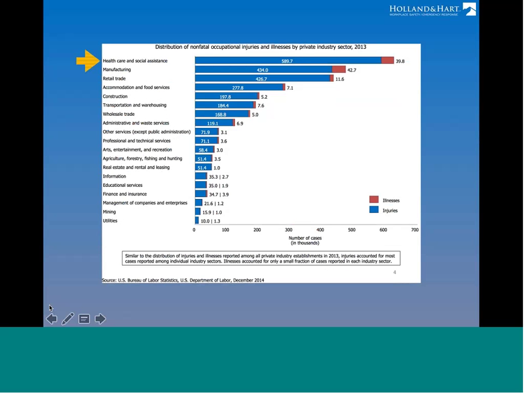And another one which places the healthcare industry at the top of the list, this is looking at the distribution of non-fatal occupational injuries and illnesses by private industry sector for 2013. And you'll see this is accounting for illnesses in that particular sector, with illnesses at 39.8 and injuries at a very high number of 589.7 for the healthcare industry.